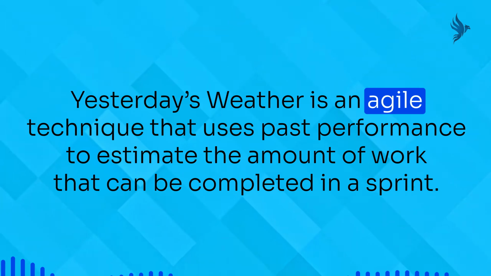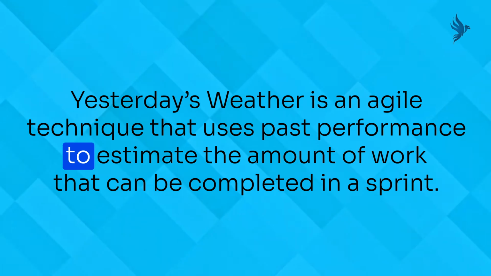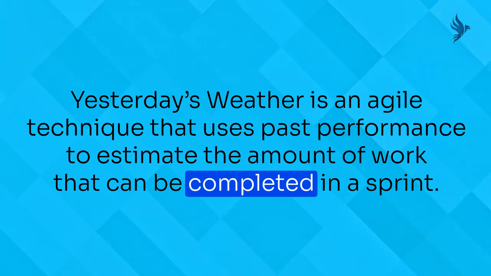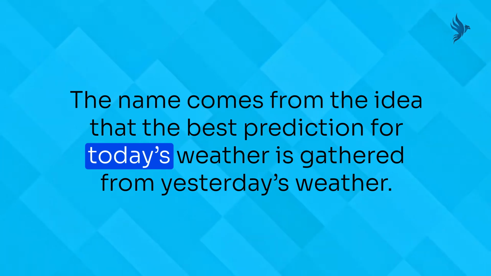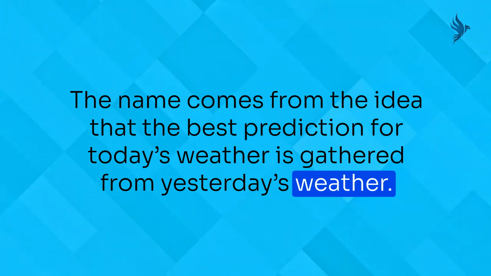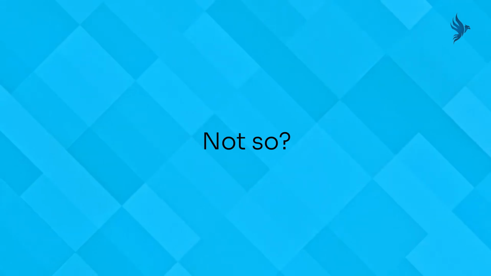Yesterday's weather is an agile technique that uses past performance to estimate the amount of work that can be completed in a sprint. The name comes from the idea that the best prediction for today's weather is gathered from yesterday's weather. That sounds logical. Not so.